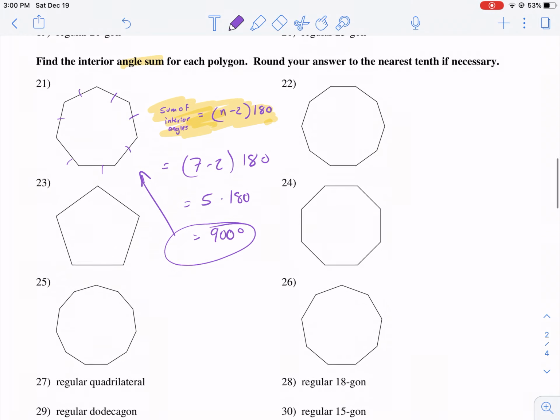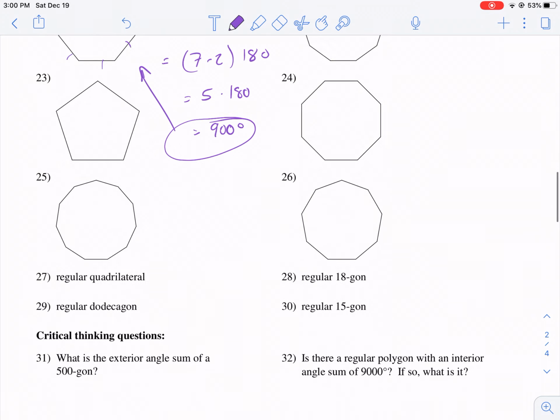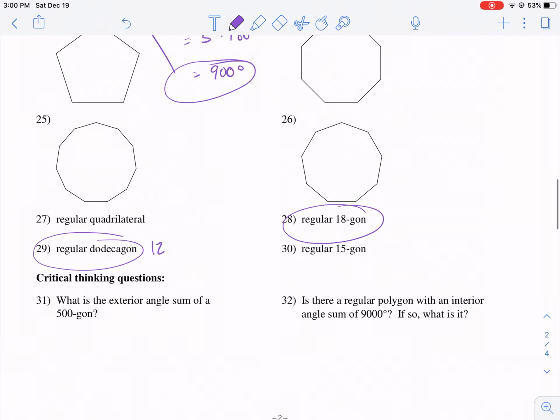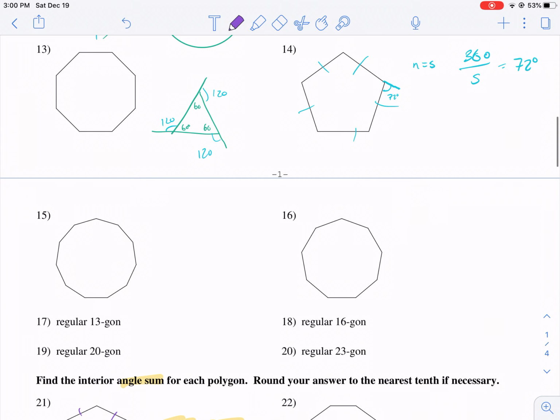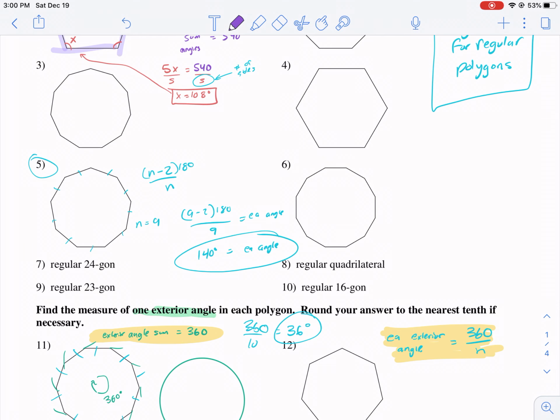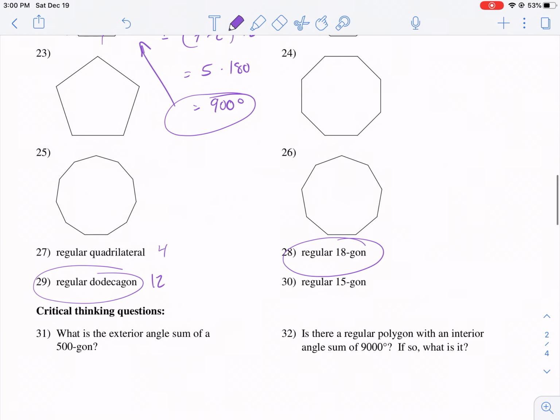All of these you're going to use the same formula. You just plug in the number of sides. Make sure you count the number of sides correctly. 18-gon means 18 sides. Regular dodecagon, I can never remember, but that's 12 sides. Regular quadrilateral, that's a square, that's 4 sides. So just make sure that when it says 23-gon, it's 23 sides. Same thing with all these ones. That's the main deal with this one.